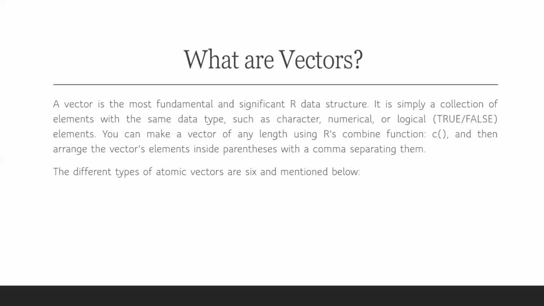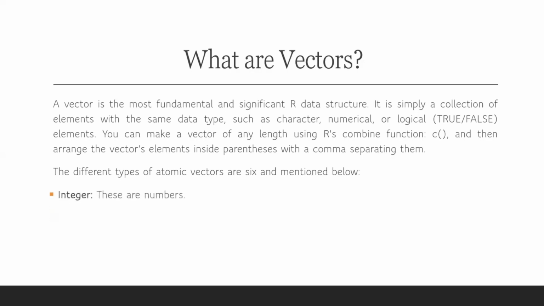So what are vectors? A vector is the most fundamental and significant R data structure. It's simply a collection of elements with the same data type, such as character, numerical, or logical, which is TRUE or FALSE elements. Note one thing here, that vectors are a one-dimensional data structure. You can make a vector of any length using R's combine function and then arrange the vector's elements inside parentheses with commas separating them. The different types of atomic vectors are 6, mentioned below.